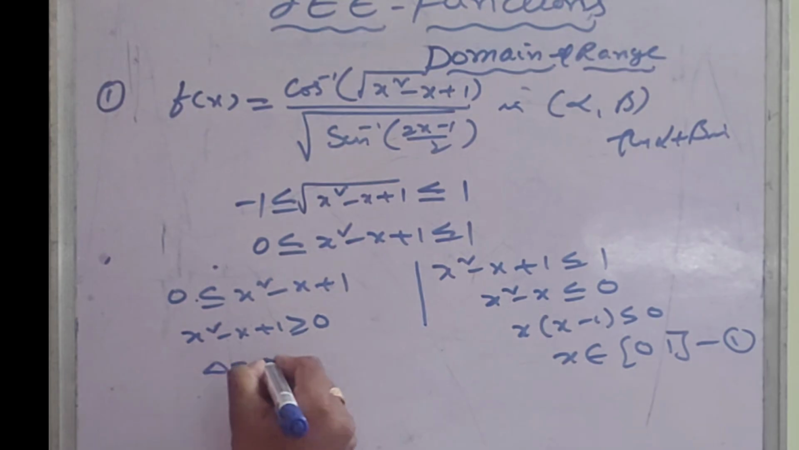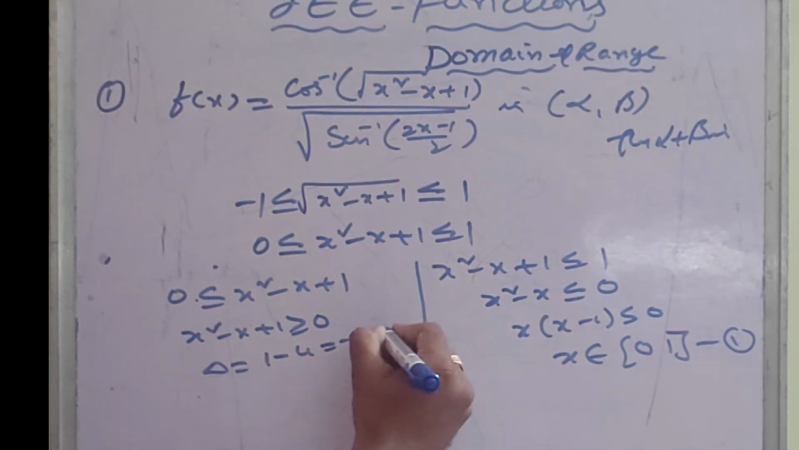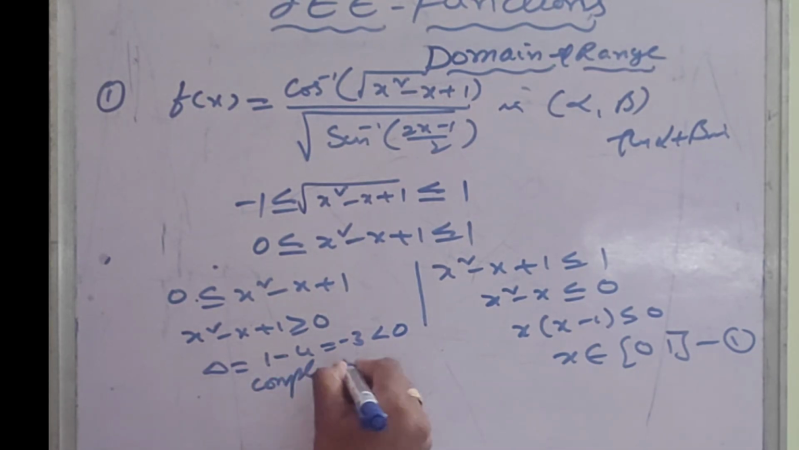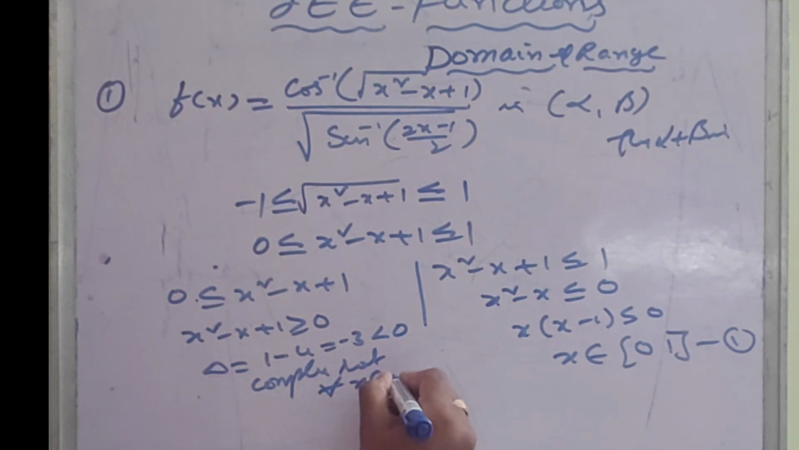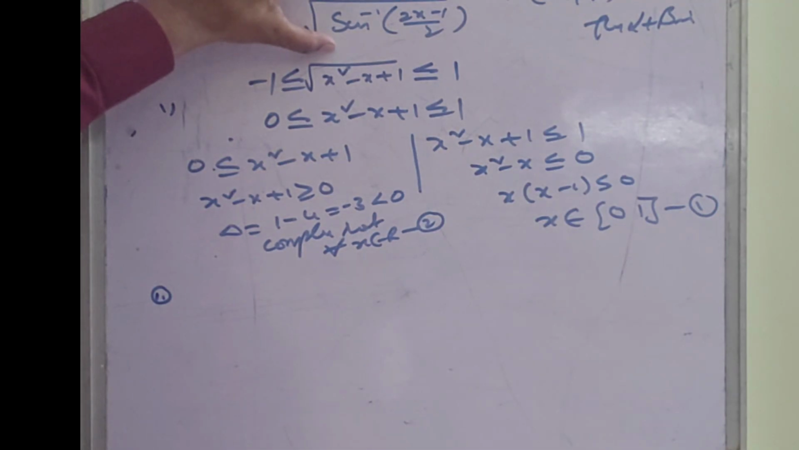Now here x² - x + 1 = 0, so the discriminant is 1 - 4, that is equal to -3. -3 is less than 0, so complex roots. Complex roots, so we know that it holds for all x belongs to R. So this is the second case.